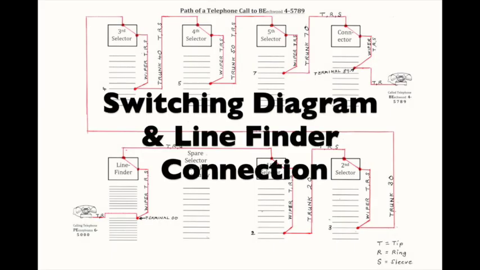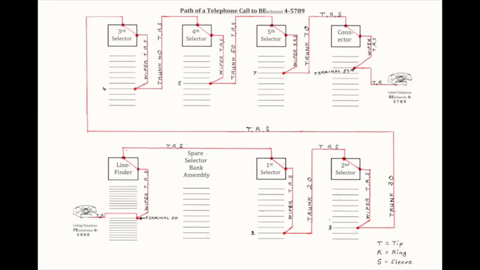And here's a switching diagram showing the path of a call through my demonstration unit from telephone set Pennsylvania 65000 to telephone set Beechwood 45789.